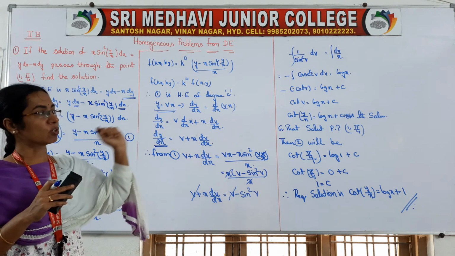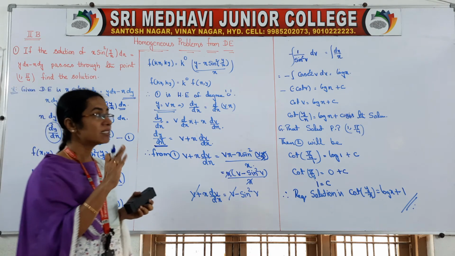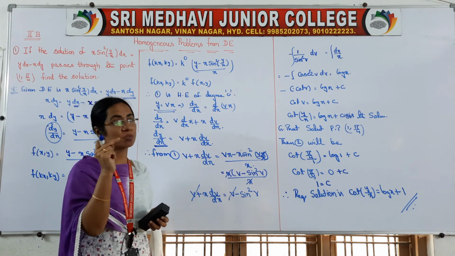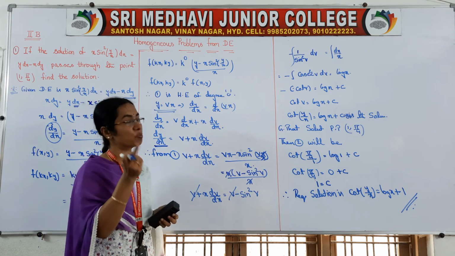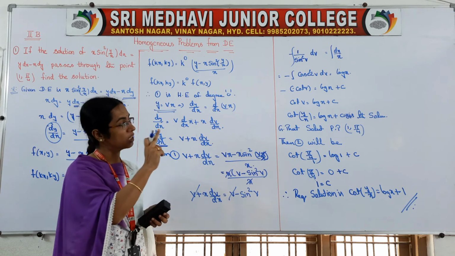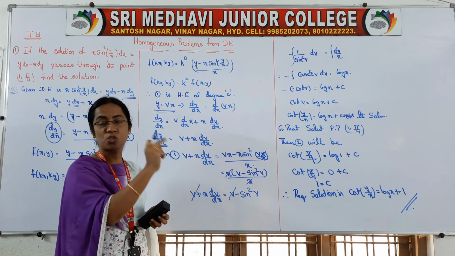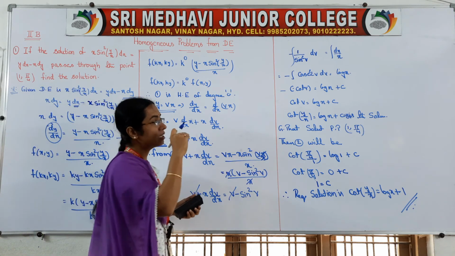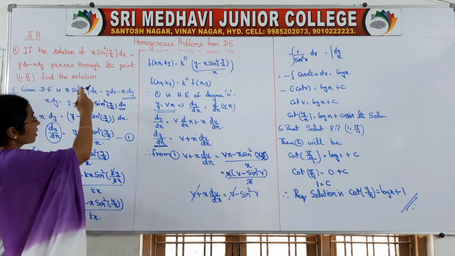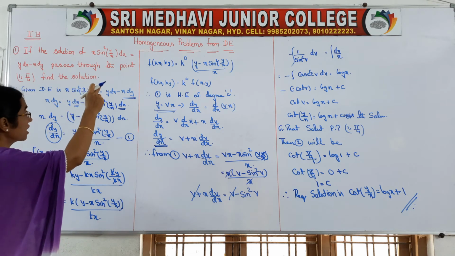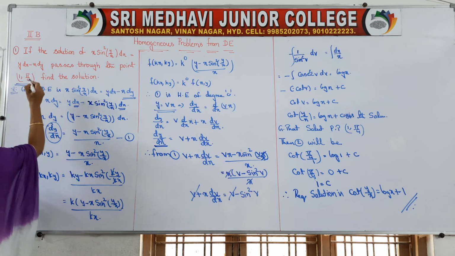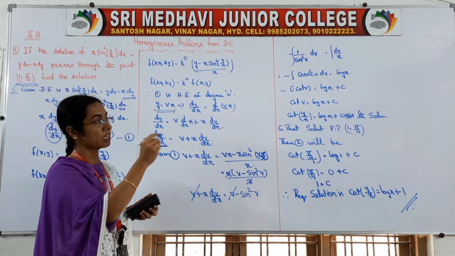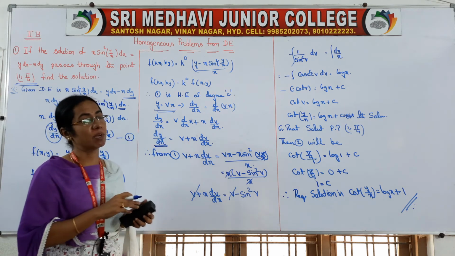So cot v is equal to log x plus c is the solution, but v is there, right? Our question is in terms of x and y, so the answer also should be in terms of x and y. That's why in v's place you substitute y by x. But here one more thing is there: the solution of this differential equation passes through (1, pi by 4).